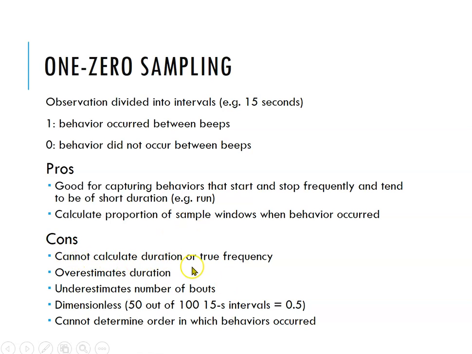The con is we cannot calculate the true frequency or true duration of behaviors in this way, because if spawning happened once, we'd give it a 1, but if spawning happened 7 times, we'd also give it a 1. So we're not counting the true frequency of behaviors. We're just counting if it did or did not happen in this 1-0 sampling. So we tend to overestimate duration, we tend to underestimate frequency, and it's difficult to determine the order in which these behaviors are happening because we're just recording 1s and 0s.